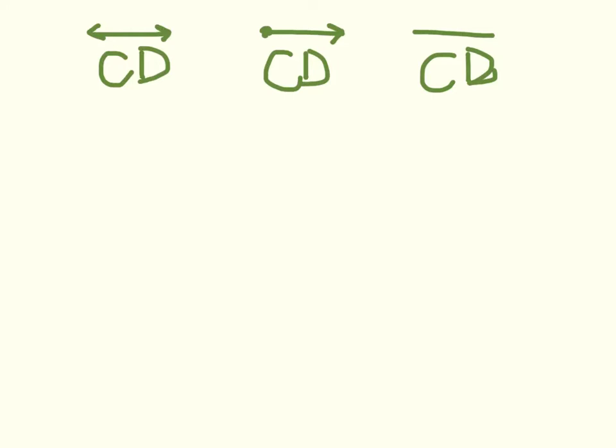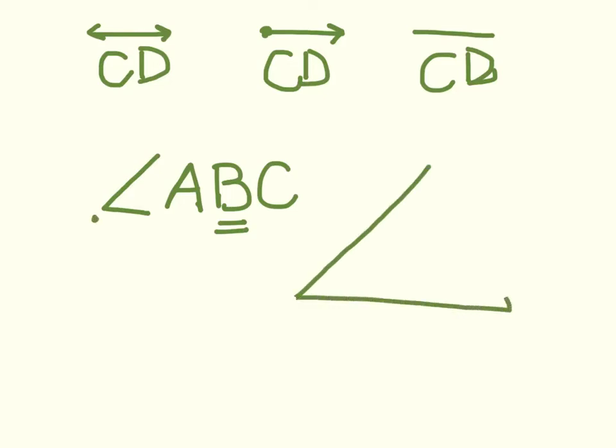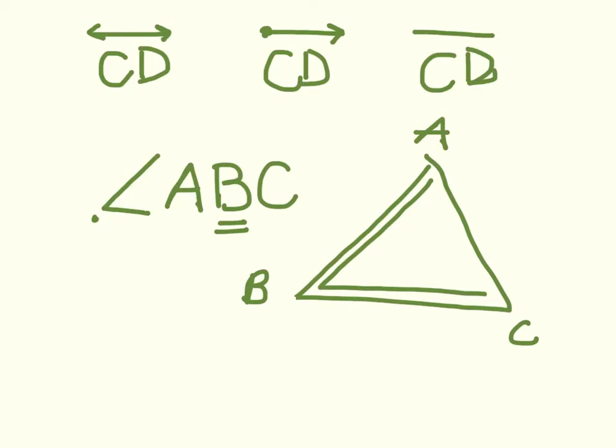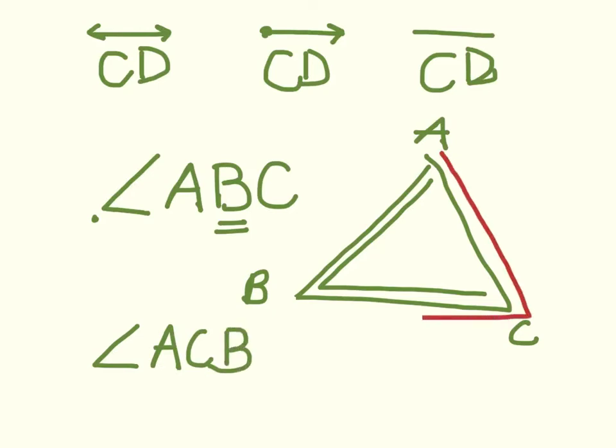I can also talk about angle ABC, and B would be the vertex of the angle if I was looking at ABC, and that would name this angle right here. If I said I wanted you to look at angle ACB, you would know that I was talking about ACB in that direction.